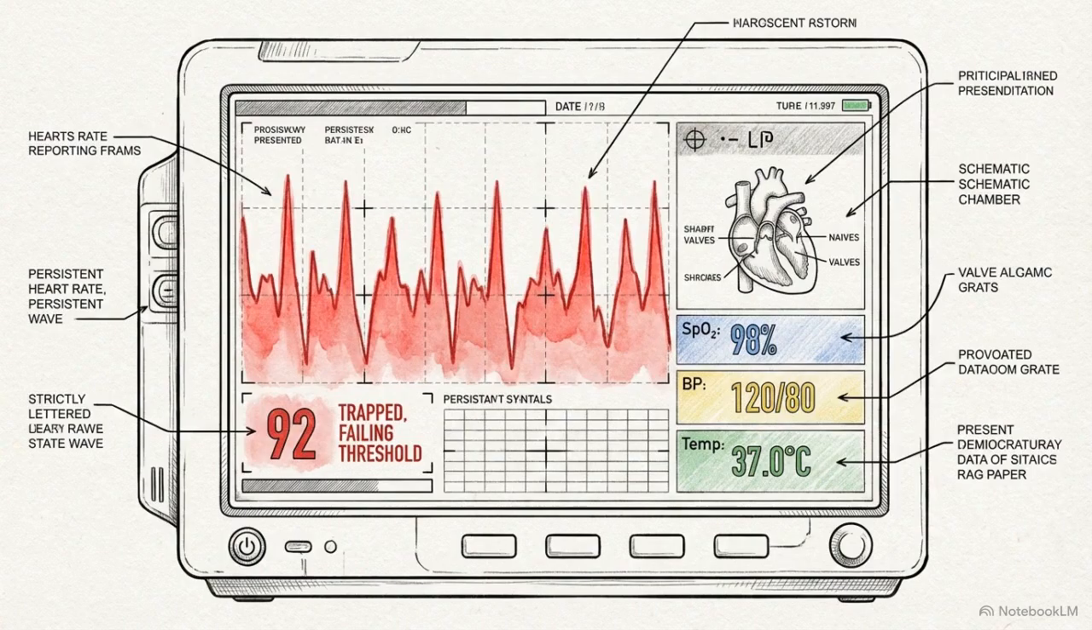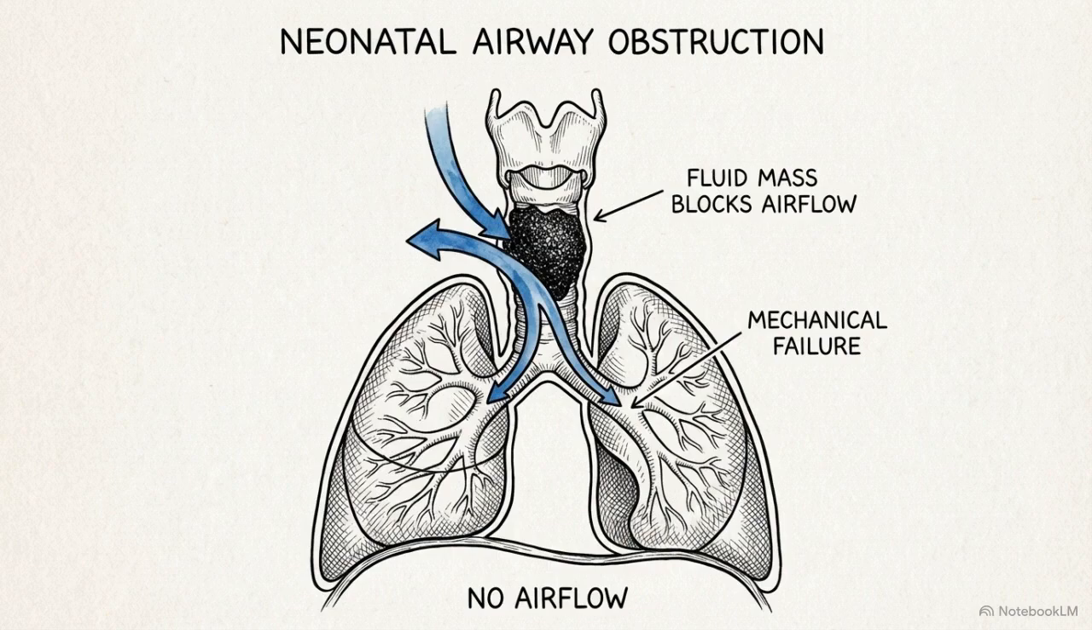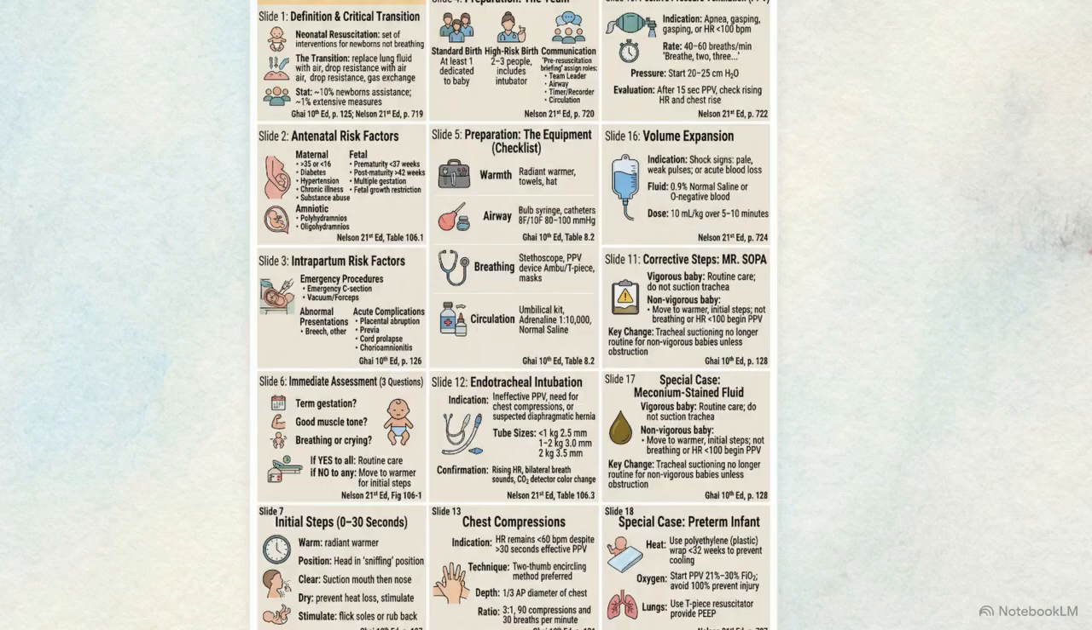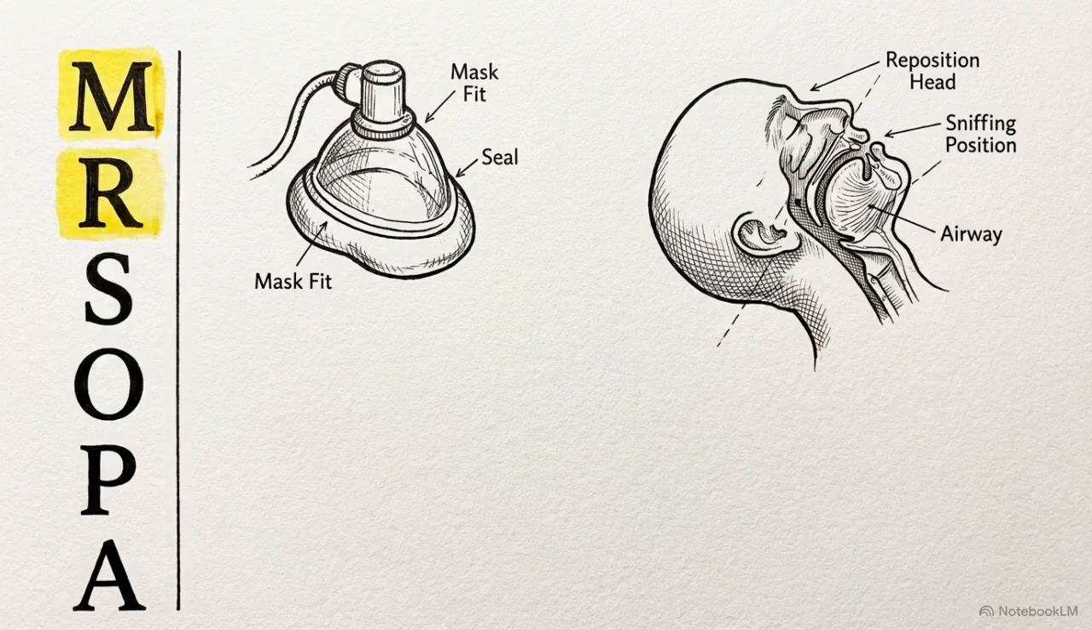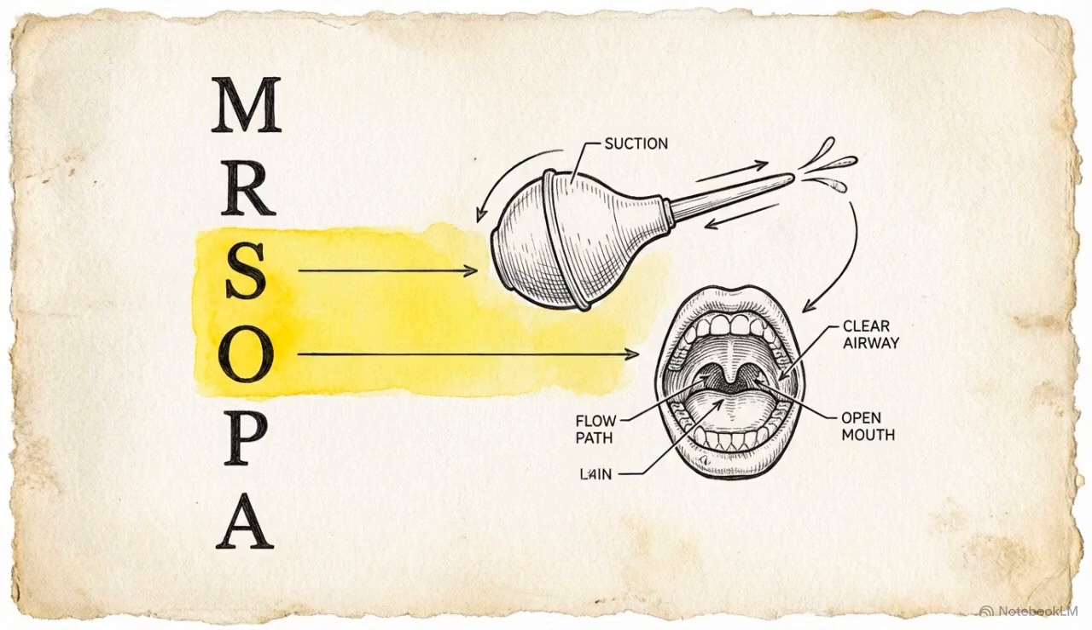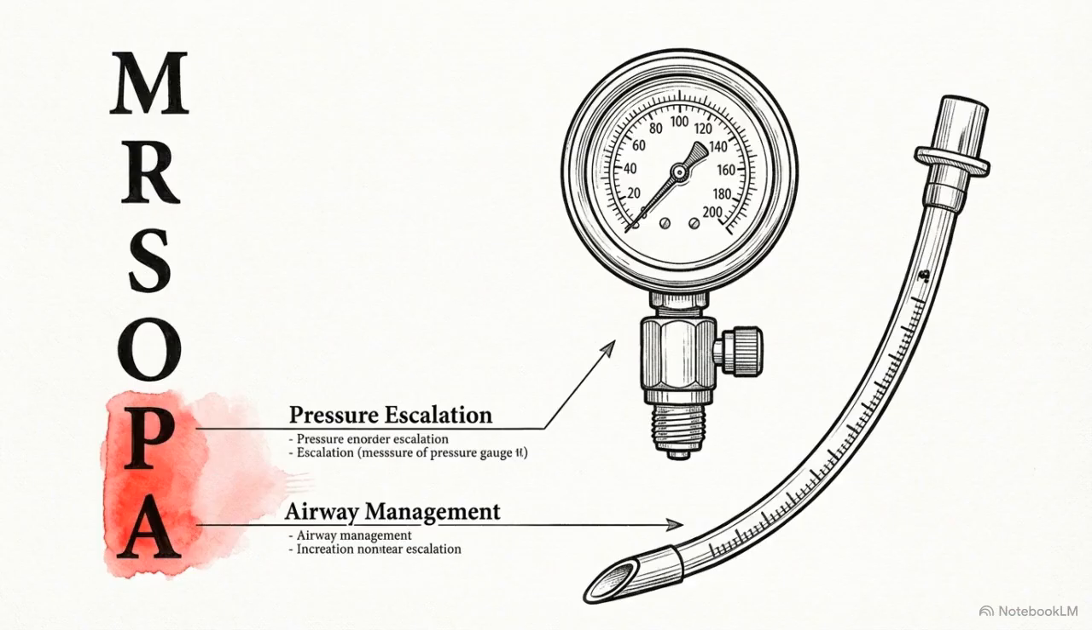If positive pressure ventilation is initiated, but the heart rate remains below 100 beats per minute, it indicates inadequate chest rise and an obstructed airway. To correct this, generations of practitioners were taught to rigidly follow a specific mnemonic, MRSOPA. The acronym historically demanded a strict sequence: adjust the mask, reposition the head, suction the airway, open the mouth, increase pressure, or an alternate airway.